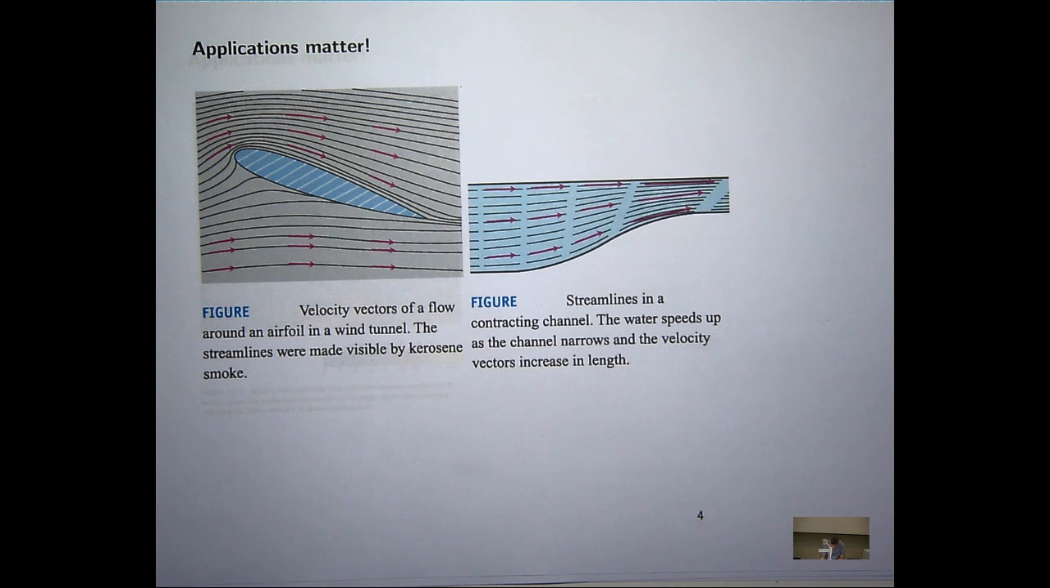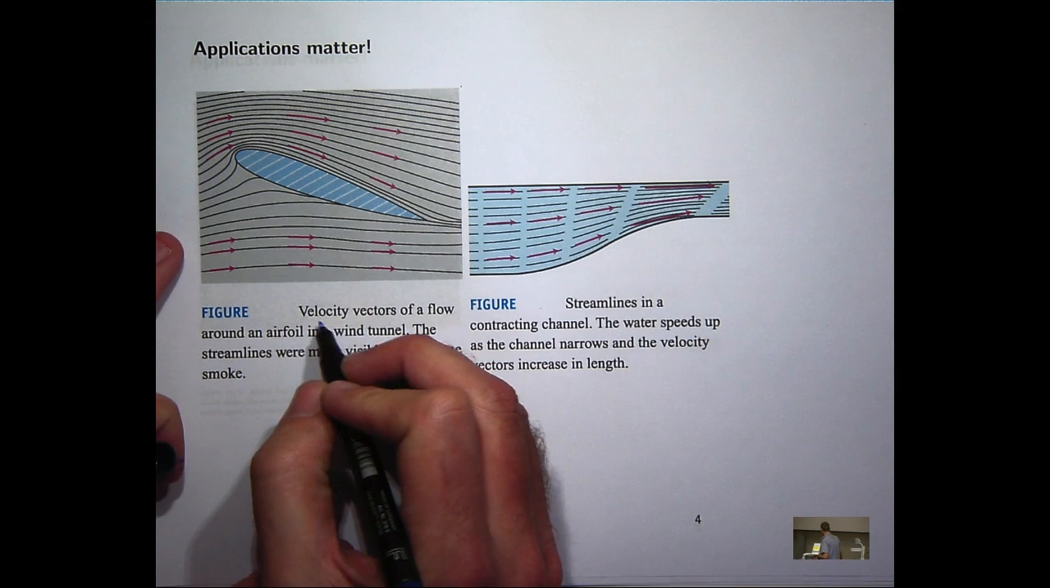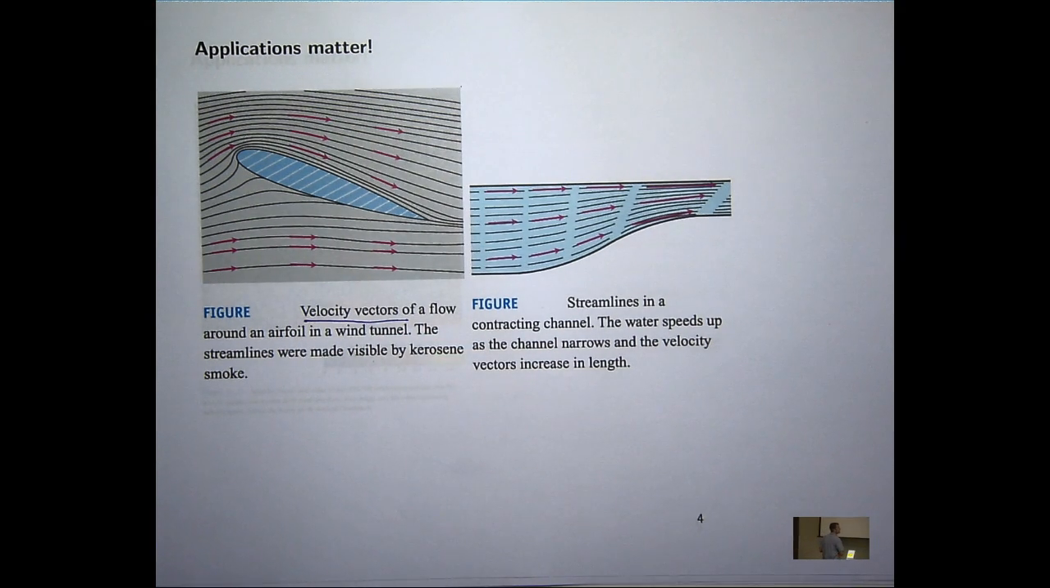Now, here's a couple of pictures, I guess, involving fluid flow. On the left-hand side, we've got a cross-section of the wing of an aircraft, an airfoil. And you can imagine this in, say, some lab, whereby you put it in a wind tunnel, generate some streamlines by using kerosene smoke. These vectors here are just the velocity vectors. Okay, so a long vector would mean a faster flow, a shorter vector would mean a slower flow.